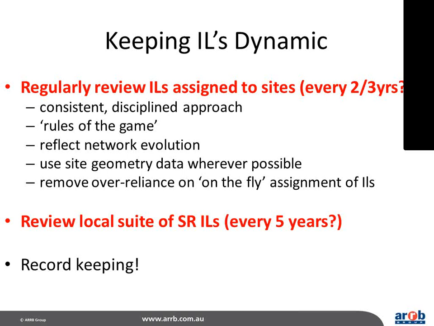It's really helpful if we've got the measured radius of the curve rather than just guessing whether it's above 250 metres radius, say, or below. Using that hard data to assign investigatory levels, it's very, very useful, and it's very dependable if we get into any problems later. We want to try and remove that over-reliance on on-the-fly assignments. So if we can give our investigatory levels to sites to our testing contractor, that's much better than them having to go along and assign an investigatory level as they're going.